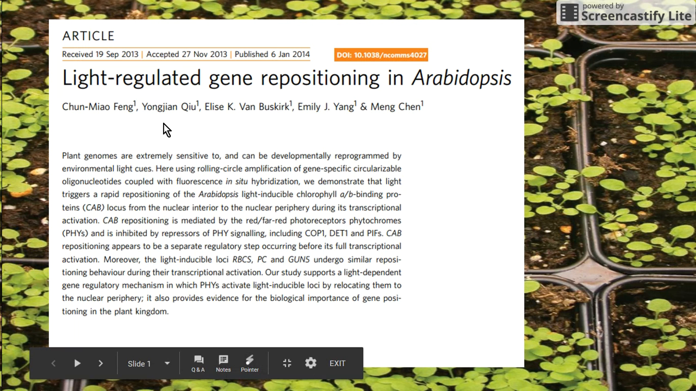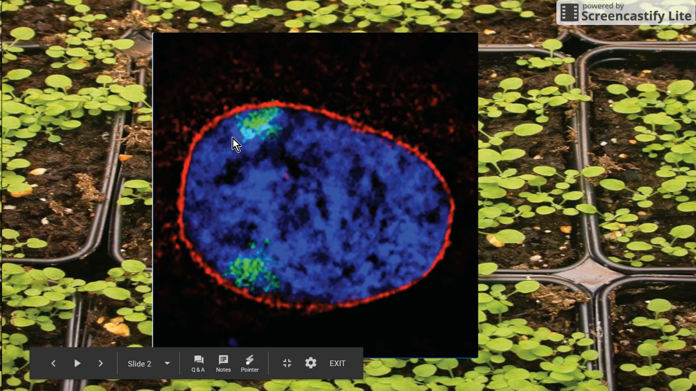Hi, today I'll be talking about this paper titled Light-Regulated Gene Repositioning in Arabidopsis by Dr. Min Chen et al. So in this paper, they're again talking about light response, photomorphogenesis, and particularly about how genes reorganize themselves in response to light. In this case, they talk about certain genes in the plant nucleus that reorganize themselves to the periphery of the nucleus in response to light.